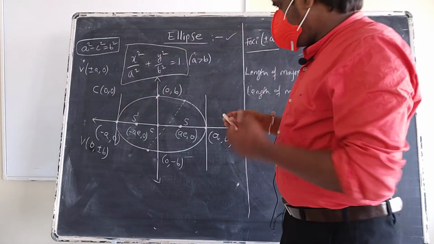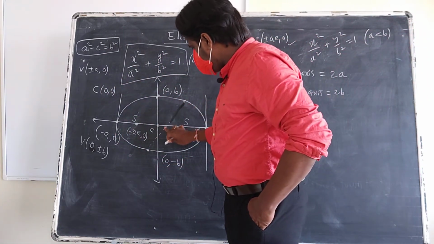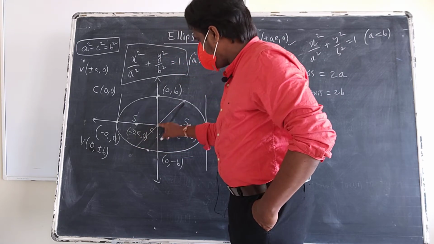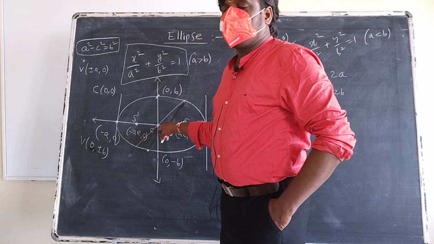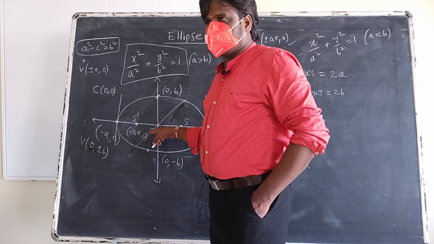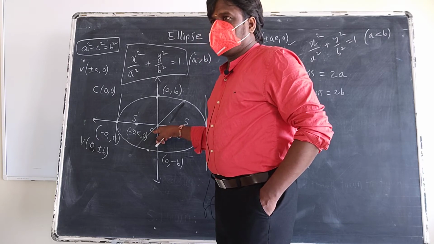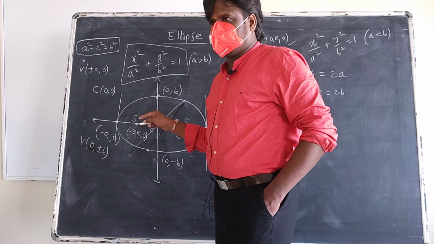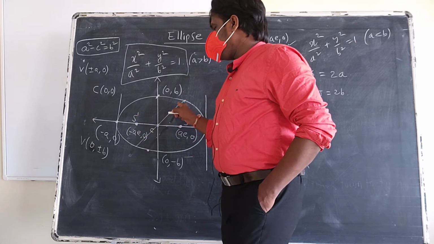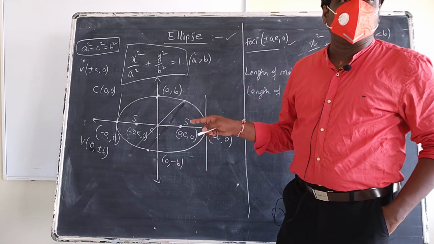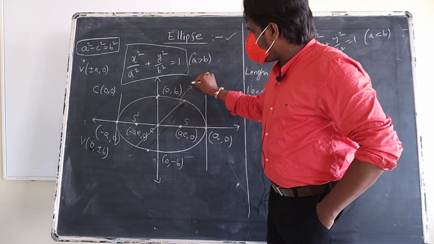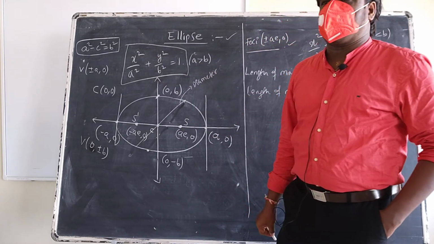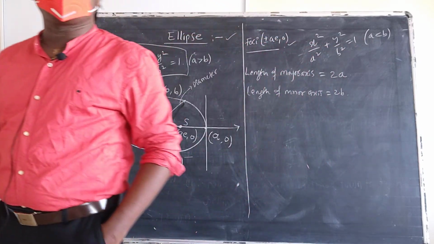Understood? Suppose the chord is passing through the origin. Sorry, not origin, center here, since I speak in the sense of the ellipse. Origin we can say in coordinate geometry, but here we are talking about the ellipse, so I say center. If any chord is passing through the center, that is called a diameter. This is what we call a diameter. Correct? Is it clear to everyone?